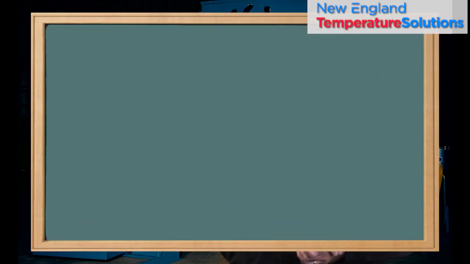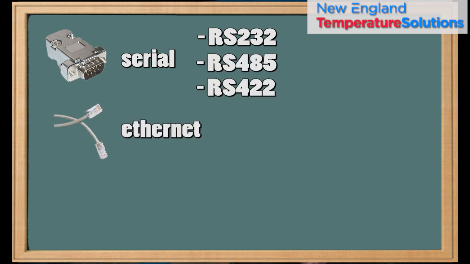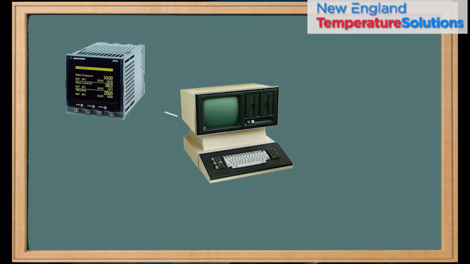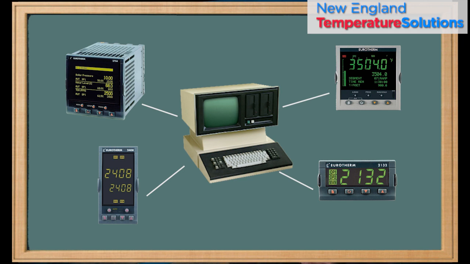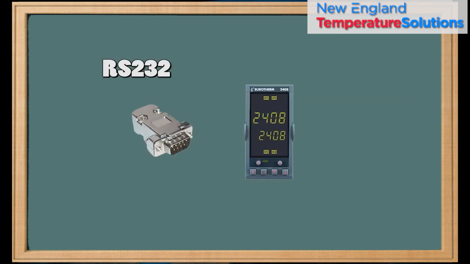Digital communications. There are 6 different types of digital communications: Serial RS-232, Serial RS-485, Serial RS-422, Ethernet, DeviceNet, and Profibus. The amount of instruments connected to the computer and the protocol of the instruments will determine the type of digital communications you select. The RS-232 communication port can only be used with one controller.